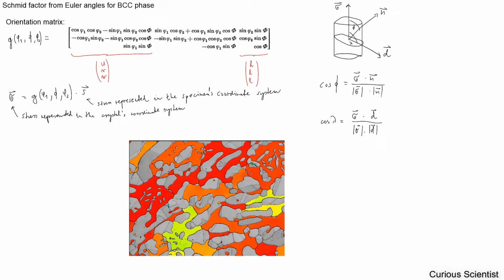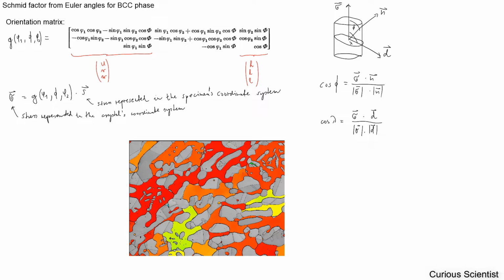Welcome everyone. In this video I'm going to show you how to get the Schmid factor for a BCC phase from the Euler angles. This is very similar to my previous video, where I did the same exercise for an FCC, but since there are differences between the two crystal structures, I want to repeat the exercise for this particular structure as well. So let's start with the Schmid factor.